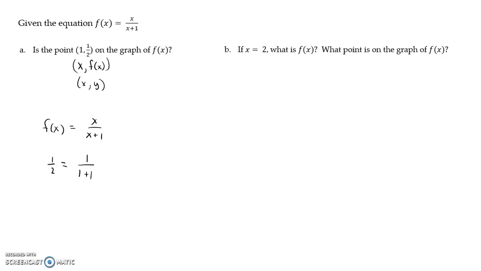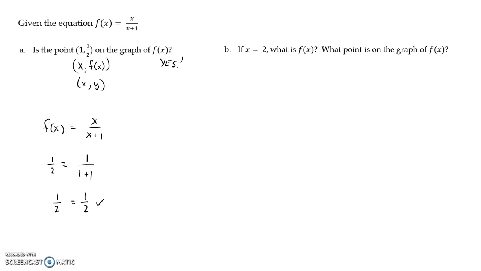On the denominator, 1 plus 1 is going to give us 2. So we're going to get a 1/2 on the right-hand side, and we already have a 1/2 on the left. So this checks out and is a true statement. So the answer to our question, is the point (1, 1/2) on the graph of f of x, is a yes. If you ended up with two different numbers on the left and right hand side, then obviously your answer would be a no.